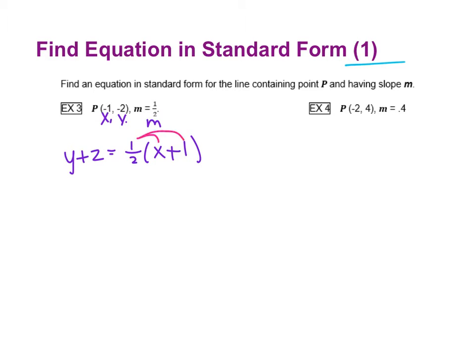We're going to go ahead and distribute the 1/2. So y plus 2 equals 1/2 x. And 1/2 times 1 is just 1/2. All right, now we're solving for y, so we're going to subtract 2 from both sides. And we have y equals 1/2 x.